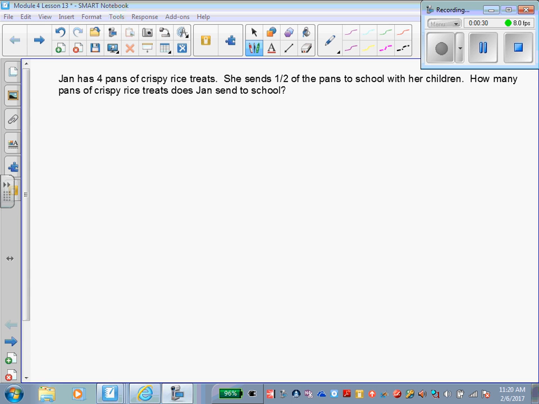Jan has 4 pans of crispy rice treats. She sends half of the pans to school with her children. How many pans of crispy rice treats does Jan send to school? Does this question have to do with a fraction by a fraction? This one is bringing back that knowledge that we learned last week. So we're remembering how to multiply a whole number by a fraction. If we have 4 pans of brownies and she sends half of those pans to school, what are we doing? What is our number expression going to look like?